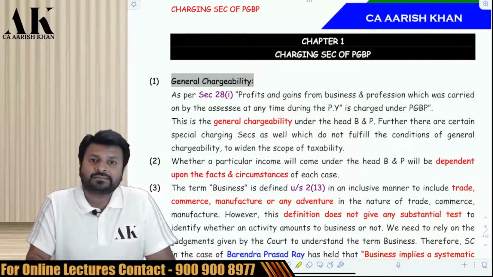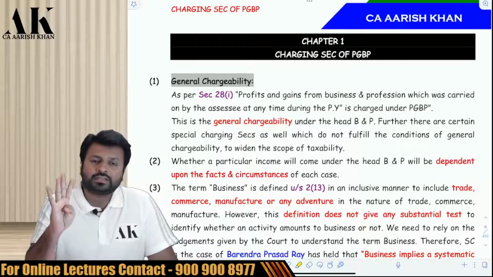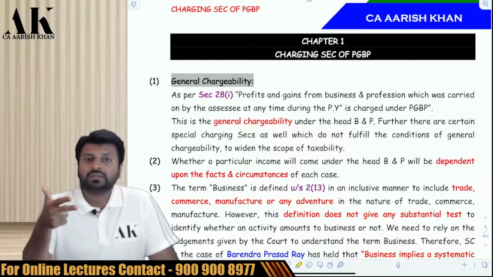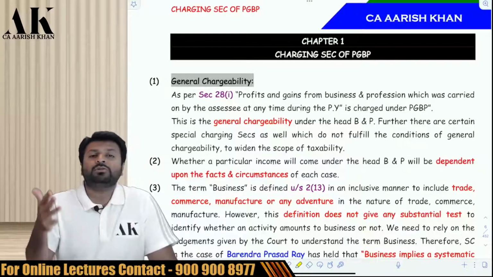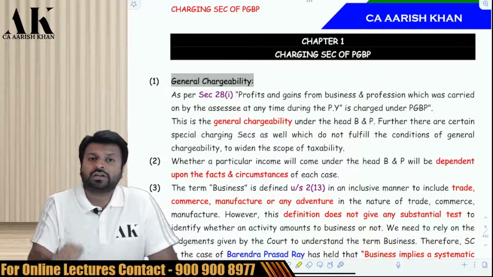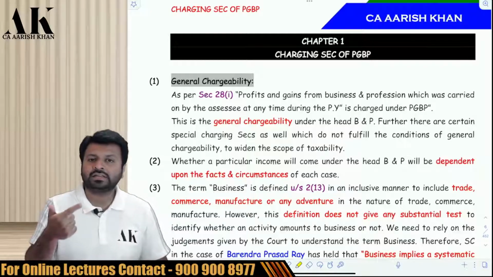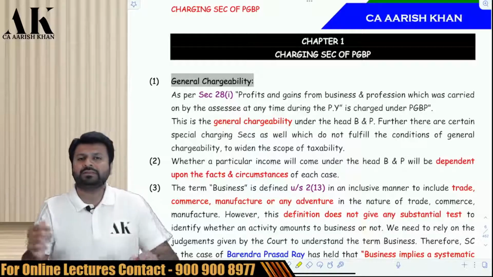What does it say? General charge says four points. First, there has to be profits and gains. Second, it has to be from a business or a profession. Third, it should be carried on by an assessee. Fourth, it should be carried on at any time during the previous year. You have to fulfill these four conditions: there has to be profits and gains, that profits and gains has to be from a business or profession, that has to be carried on by an assessee, and it should be carried on at any time during the previous year.